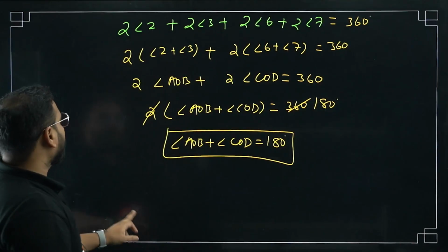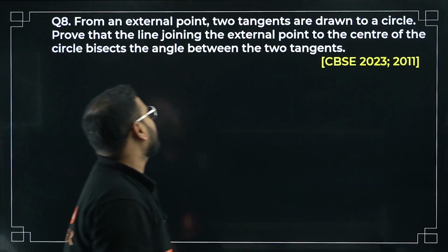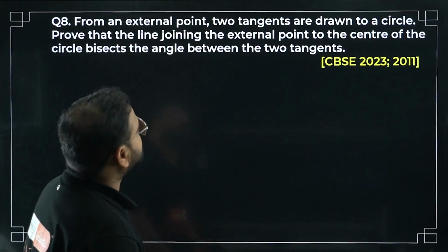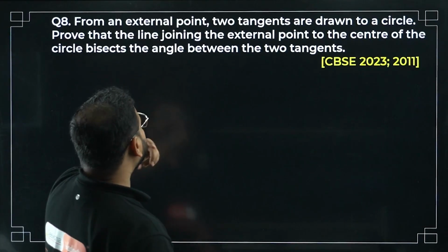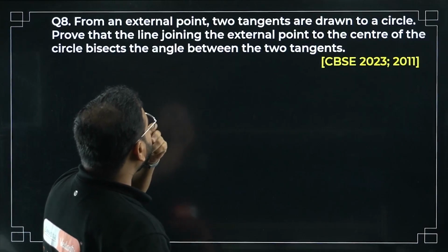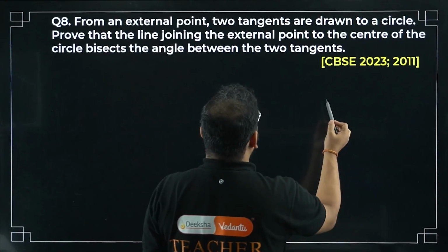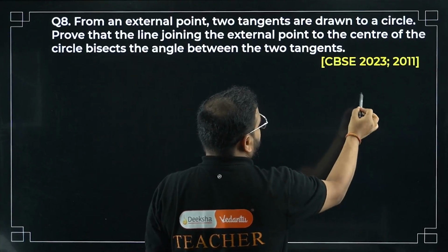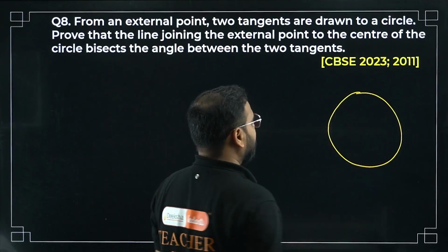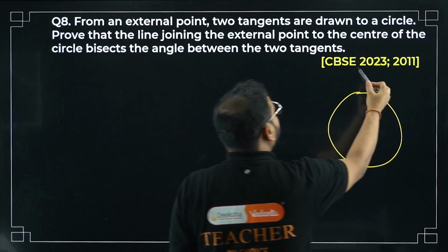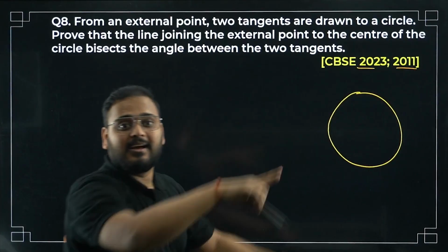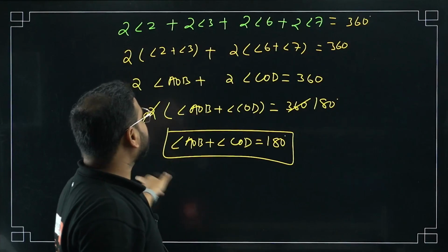Let's move on to question number 8. From an external point, 2 tangents are drawn to a circle. Prove that the line joining the external point to the center of the circle bisects the angle in between. Same property, right? Asked in 2023 and 2011. Same question, repeated in this format.